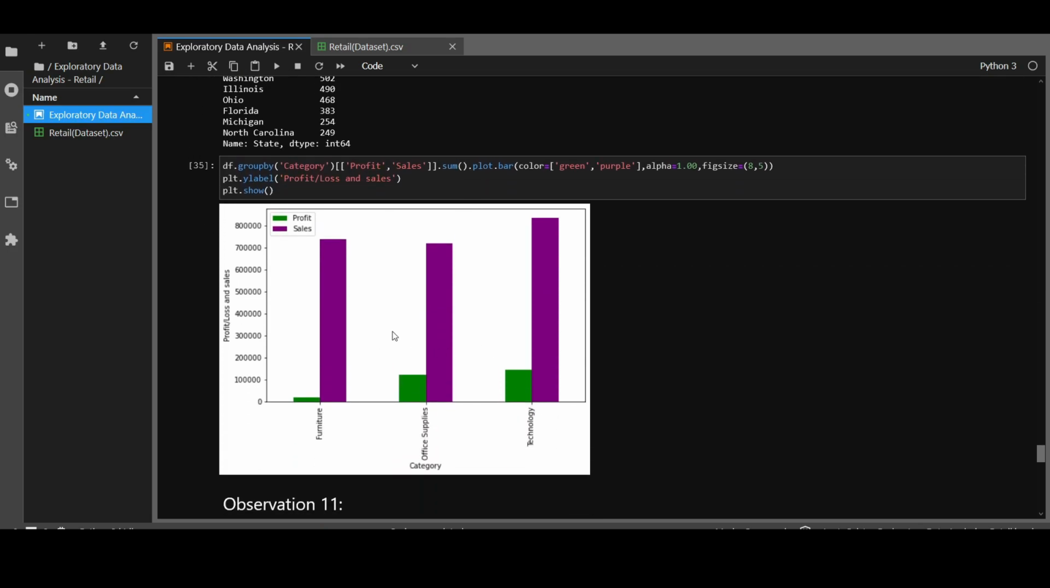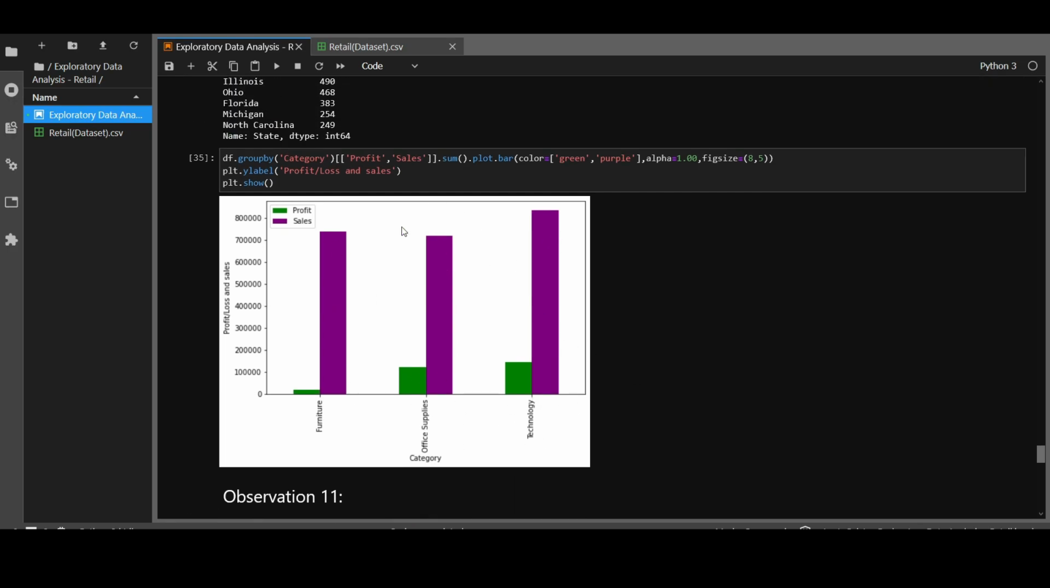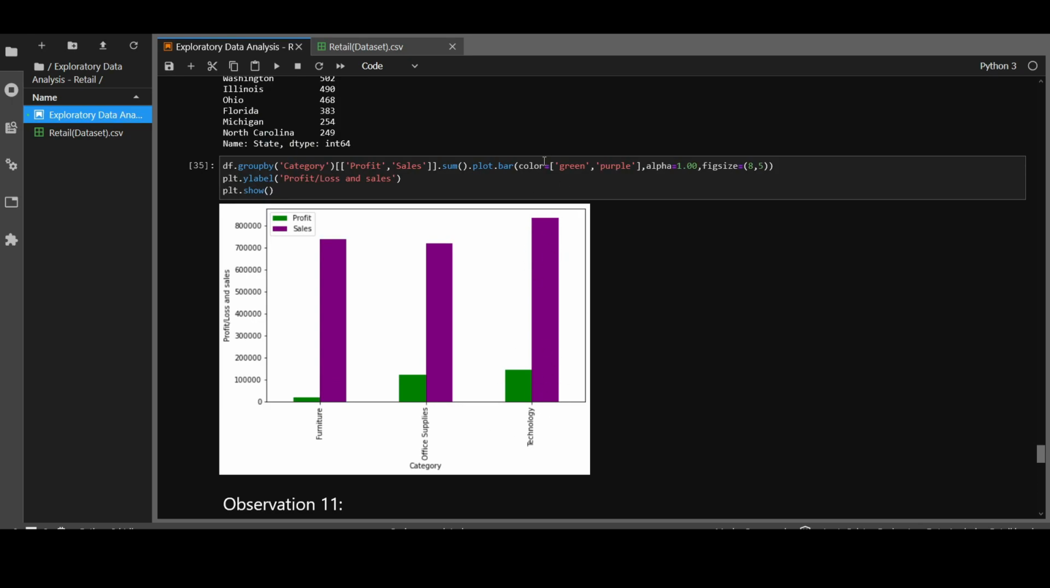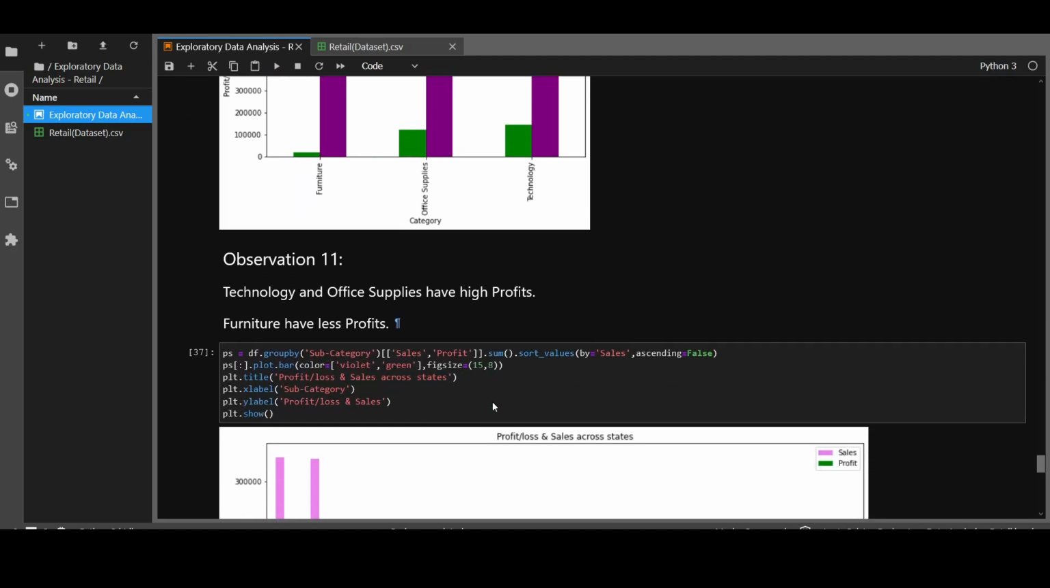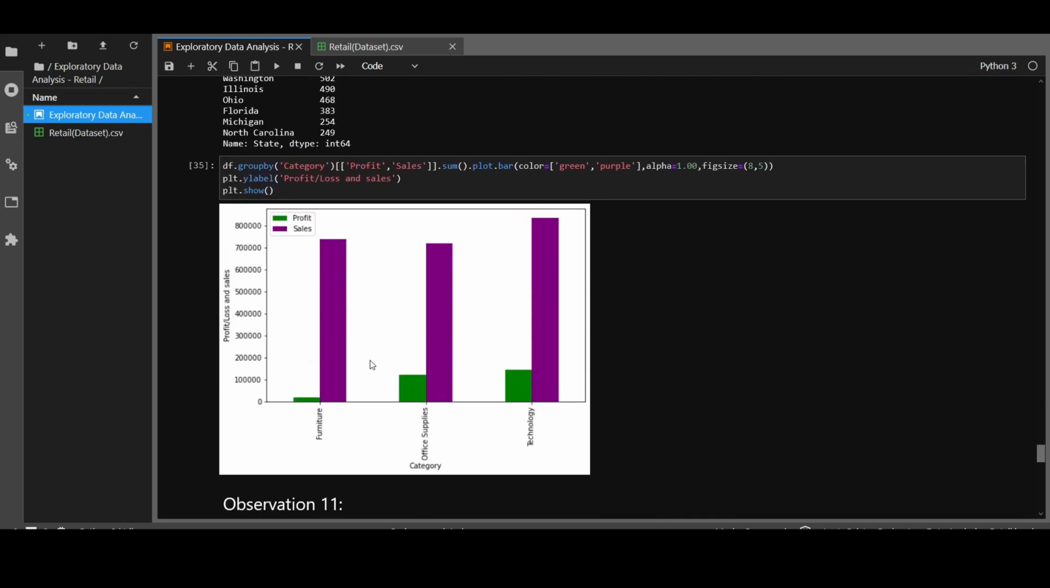Again we are plotting another plot, profit, loss and sales by category. Technology and office supplies have the highest profits. Technology has the highest, followed by office supplies, followed by furniture. Furniture has less profit. This is the profit and these are the sales. One more thing, you can see that although furniture has more sales, the profit is still lower. So this is one more observation.